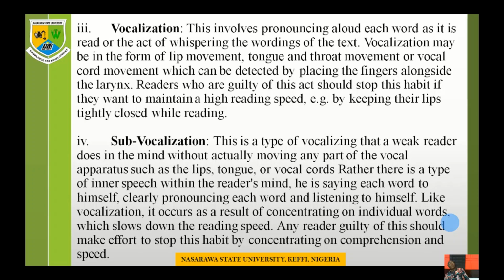Now, sub-vocalization is a bit controversial. Many textbooks do not write about it. But it exists, and we see it in our students. You are not reading aloud. People do not see the movement of your organs of speech. But you know you are reading aloud. Advice is that you should stop this habit if you are guilty of it. If you are not guilty of it, there is no need to panic.